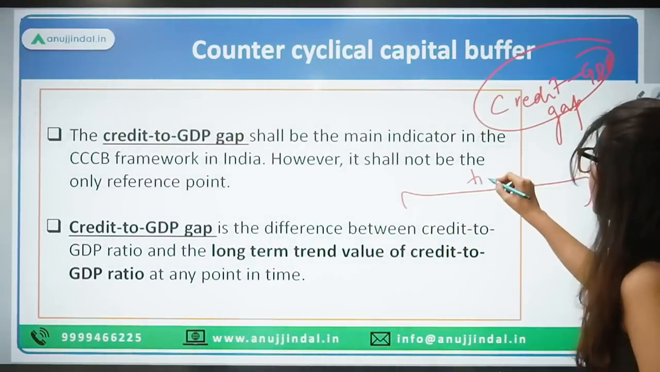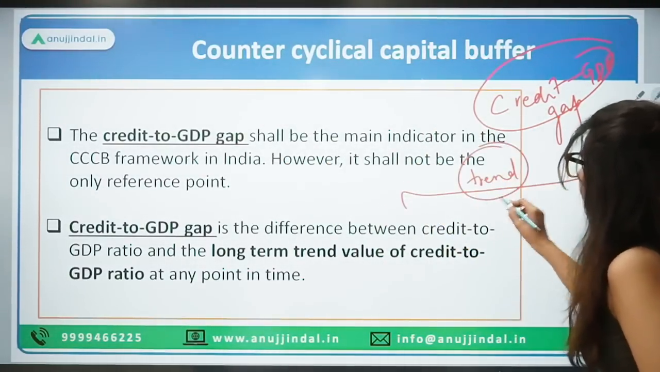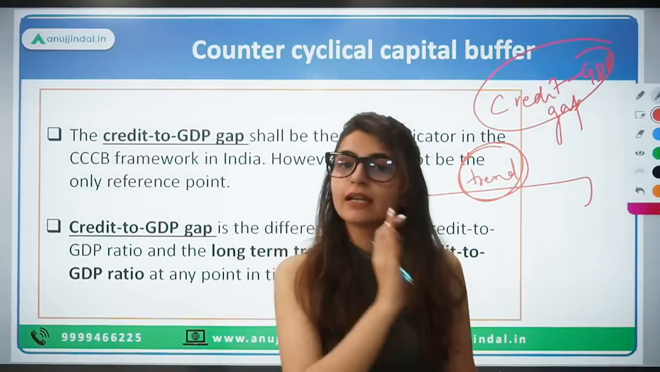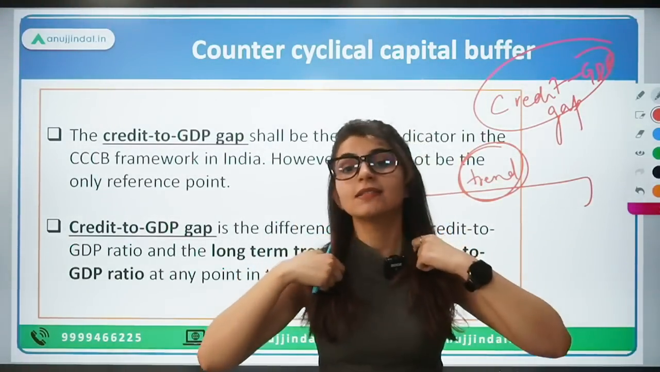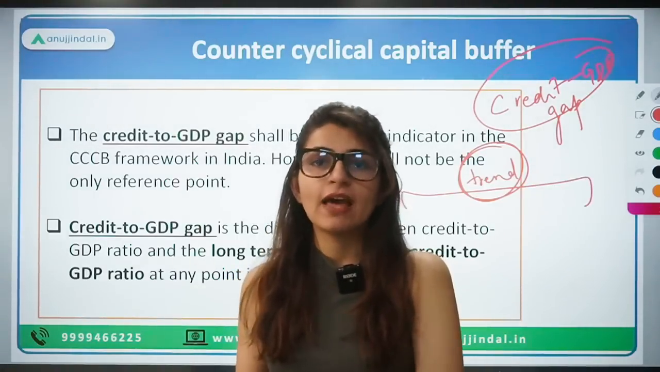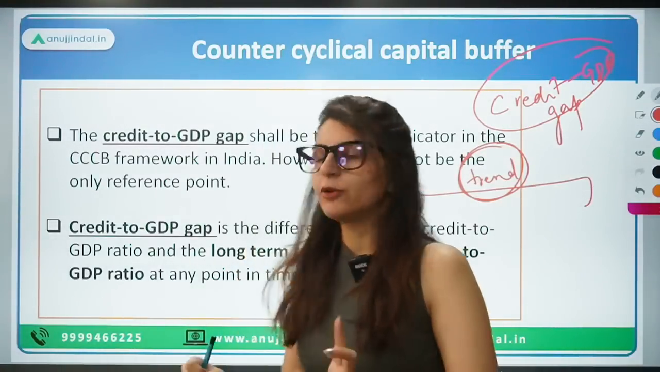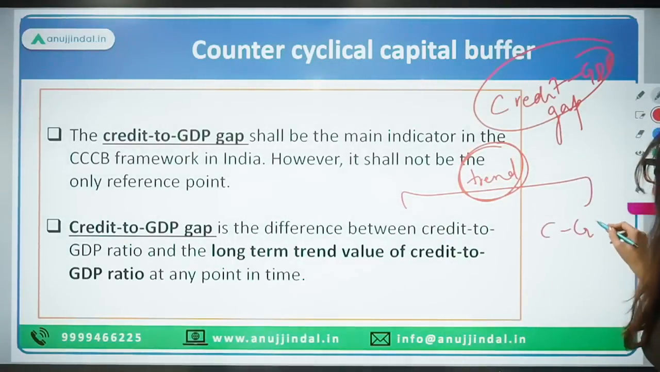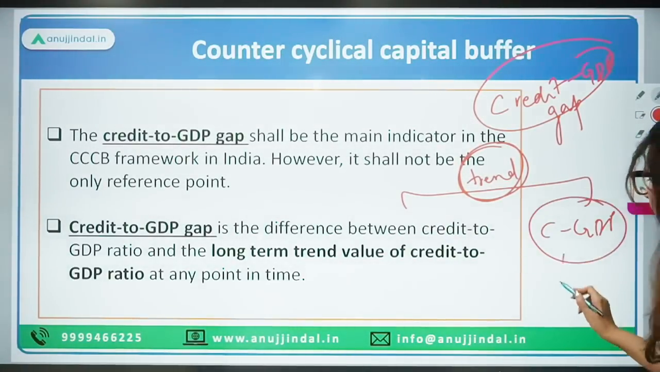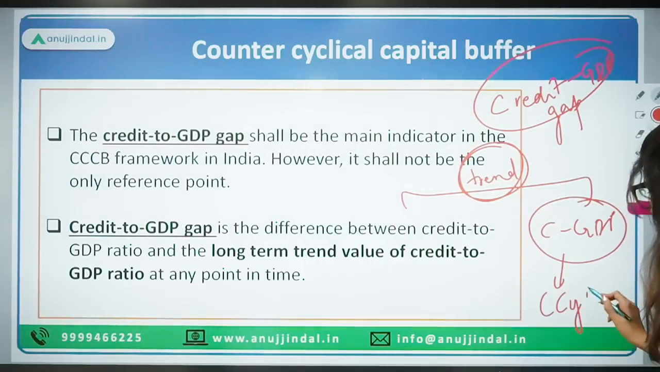क्या credit to GDP ratio का trend रहा है? A trend that is over a period of time, over a particular period of time, क्या credit to GDP ratio रहा है? That is the trend. The trend of this ratio and the current ratio. If there is a gap and a huge gap between the two ratios, then on certain basis this countercyclical capital buffer is supposed to be maintained.